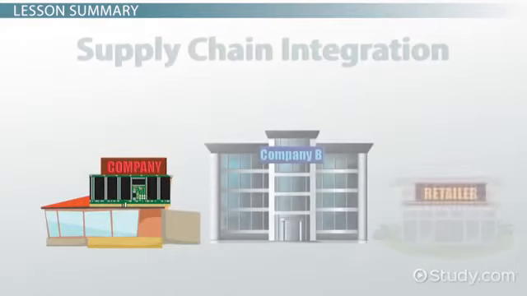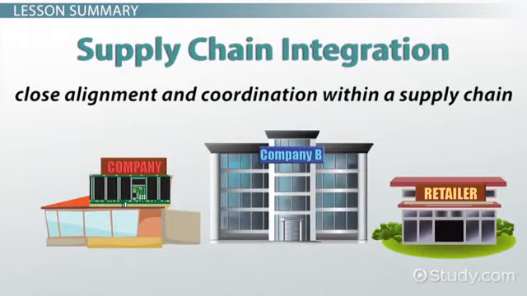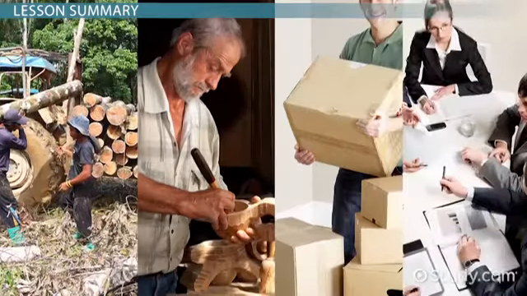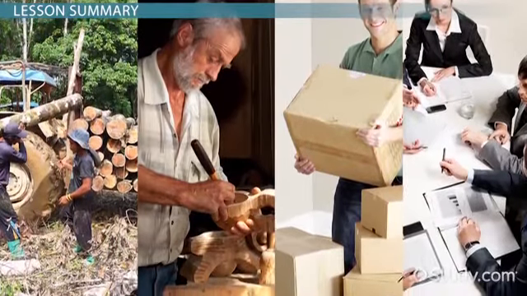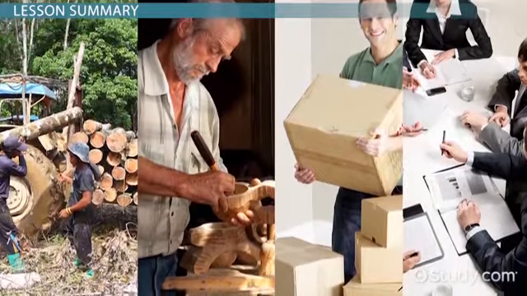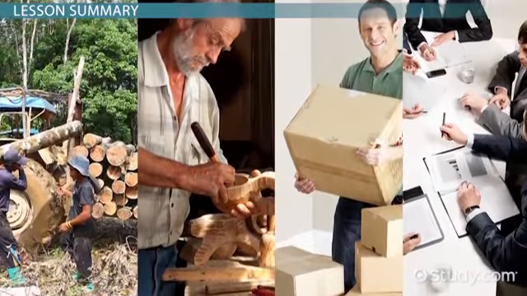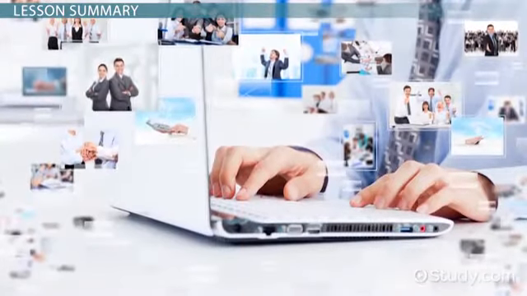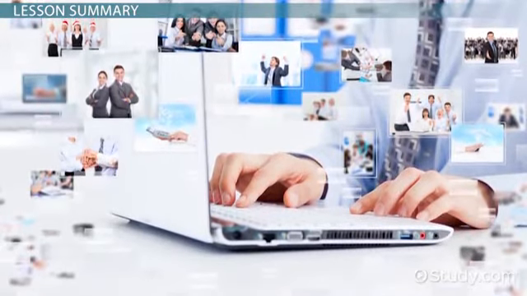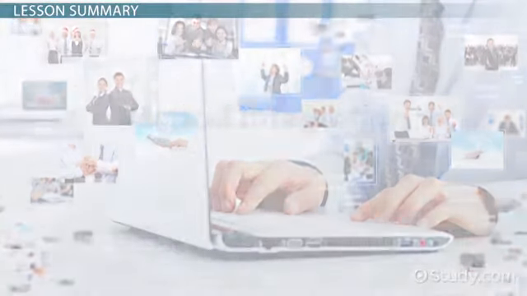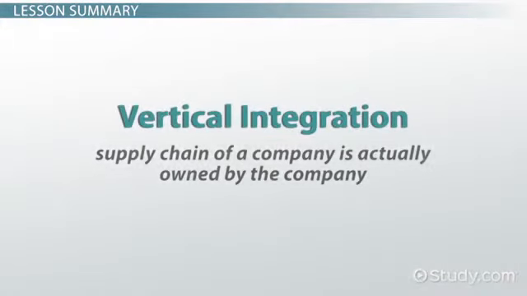Let's review. Supply chain integration is a close alignment and coordination within a supply chain. A supply chain refers to everything required to produce a product from raw materials to manufacturing, shipping, and support services. There are several levels of integration. One of the highest levels of integration is known as vertical integration, which is when the supply chain of a company is actually owned by the company.